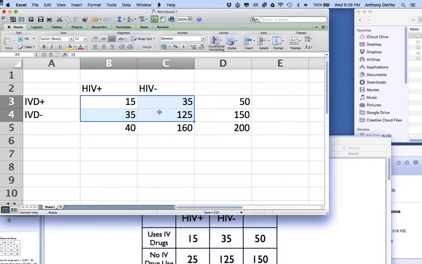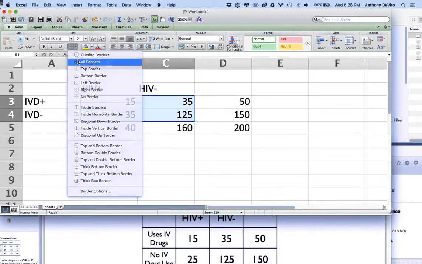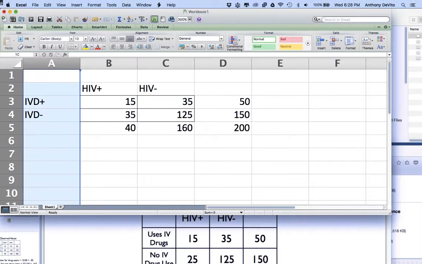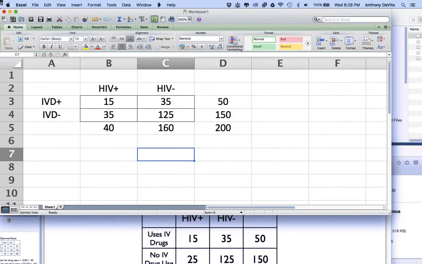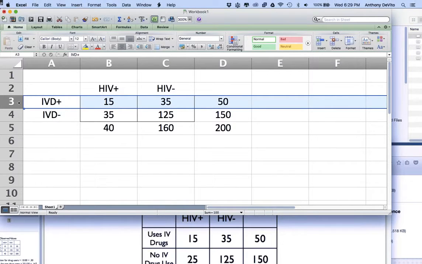Okay, so here is our 2x2 table. Actually, I got to open this up a little bit to get access to this. Okay, here's our 2x2 table. Let's neaten it up a little bit. Okay, so now let's look at this. I'm just going to look at the IV drug users for now. What is their risk?